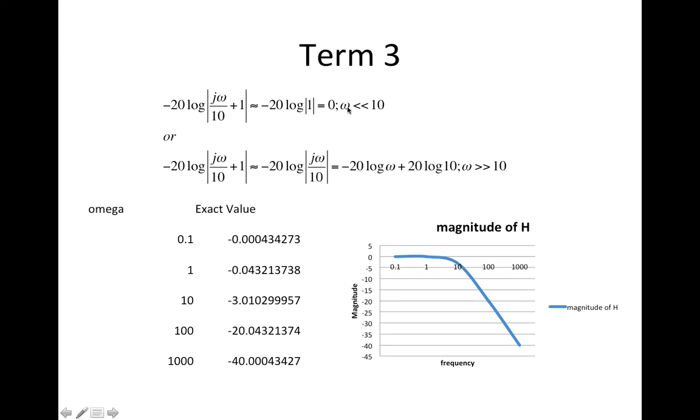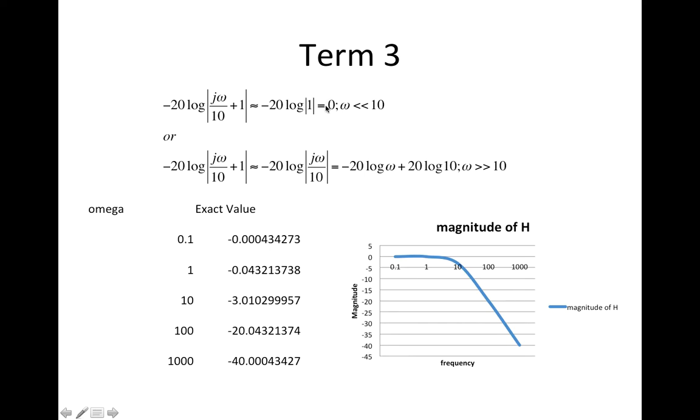If omega is very small, and very small is defined relative to this term in the denominator. So right here is the reason that you want to write this in Bode plot form, because you cannot easily identify where the breakpoint in behavior is. So if omega is much, much less than 10, then the imaginary part of this number is a very small fraction. And we basically have this whole thing approximately equal to minus 20 times the log of 1, which is 0.